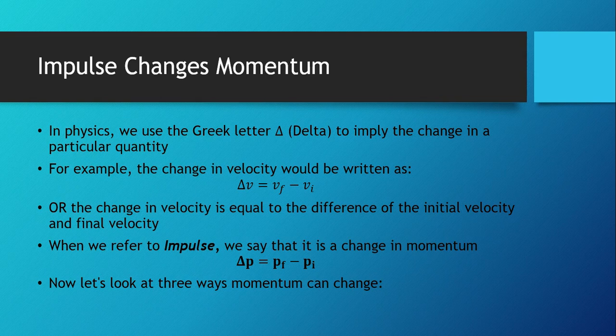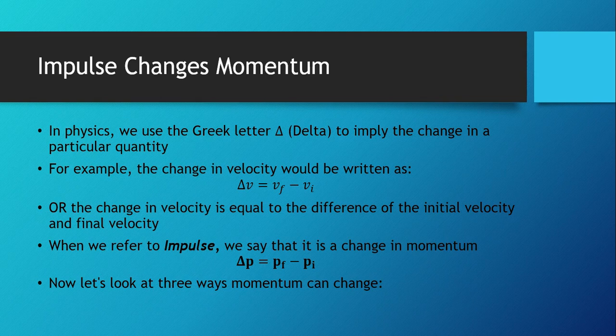Similarly, we can define impulse as the change in momentum, so the final momentum minus the initial momentum. In physics, we use a lowercase p to represent momentum because we use an m for mass.